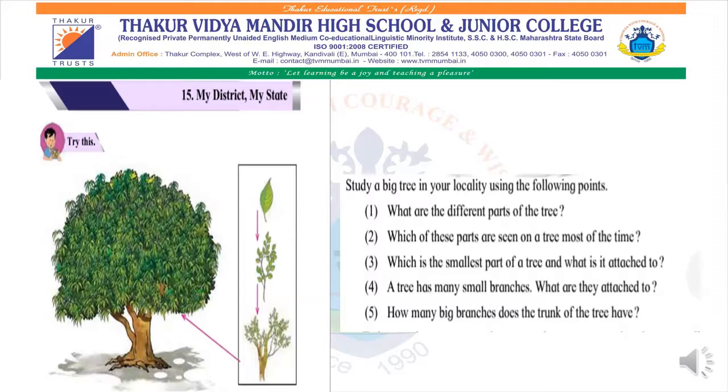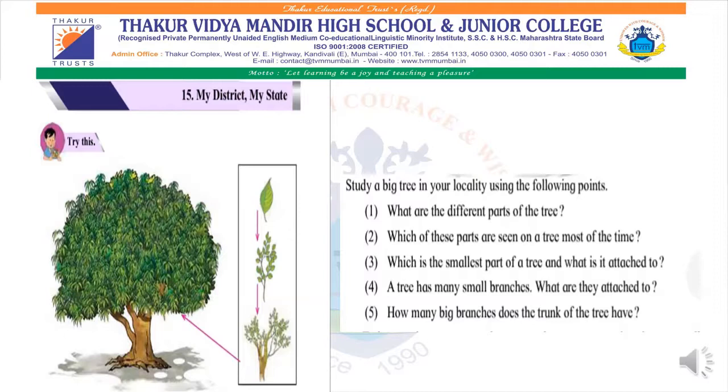The fourth question is, a tree has many small branches. What are they attached to? Yes, the middle picture in the rectangular box is telling us that small branches are attached to the trunk, or the stem of a tree. Now the fifth question, how many big branches does the tree trunk have? Observe the picture carefully. More than 2 branches. Yes.